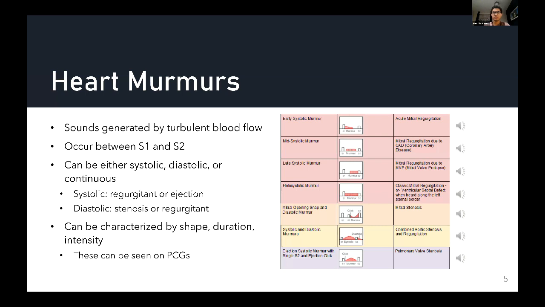So for example, we can look at the table on the right. If we look at the first row, this is an example of an early systolic murmur. Early systolic basically means the heart murmur is occurring closer to the S1 peak. Now, the interesting thing about these heart murmurs is that every single type of characterization maps to a unique set of diseases that a patient could possibly have. So in the case of early systolic murmur, this could map to an acute mitral regurgitation, which basically means that there is a backflow of blood in the mitral valve of the heart.